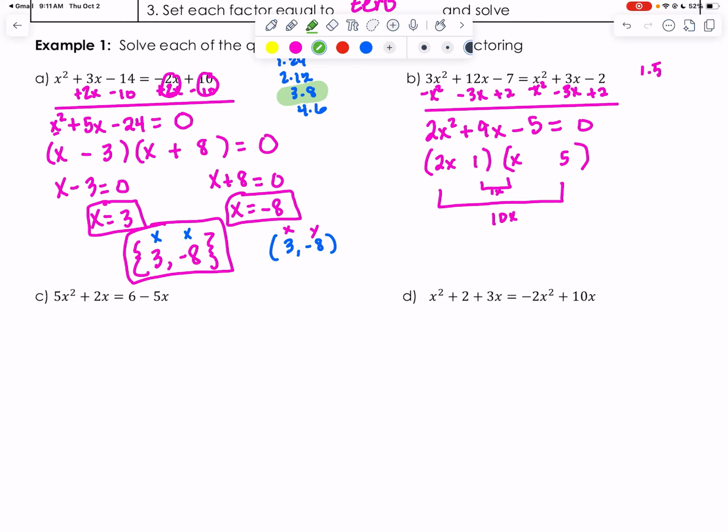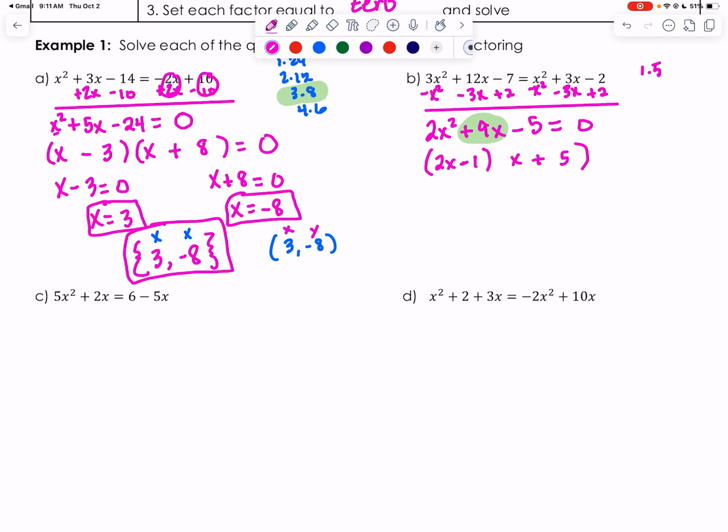Now, you want to ask yourself this question. Can I get a 9x from 1x and 10x? And the answer is yes, if you were to make the 1x negative, because negative 1x plus 10x would be positive 9x. So in order to make that 1x negative, this factor would have to become minus, and this factor would have to become plus. All right, so now we've got it factored.